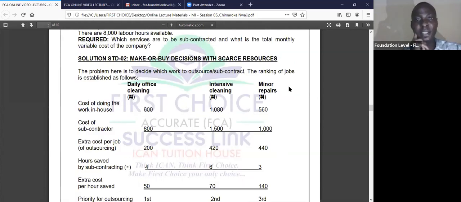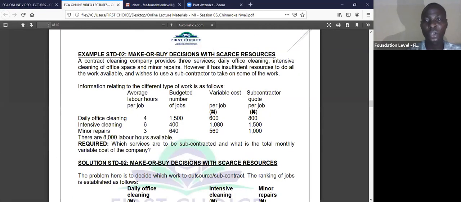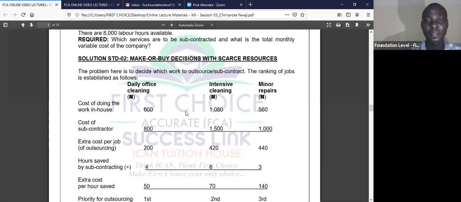The problem here is to decide which job to outsource or to subcontract. Now, the ranking of the jobs is established as follows. Now look at what we do. What is the cost of doing the jobs in-house? These are the costs: 600, 1,080, and 560. Now, what is the subcontractor's quote? We have it there as 800, we have it as 1,005, and we have it as 1,000 naira.